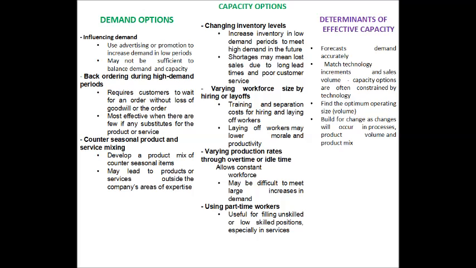Determinants of effective capacity. The first one is forecast demand accurately. The second one is match technology increments and sales volume. The third one is find the optimum operating size. And last but not least, build for change, as changes will occur in processes, product volume, and product mix.